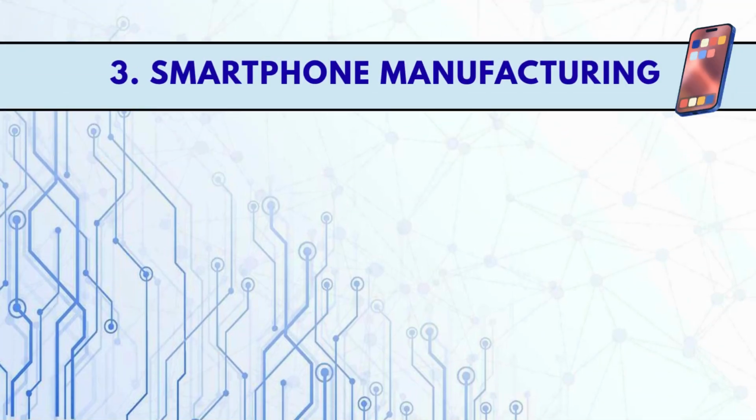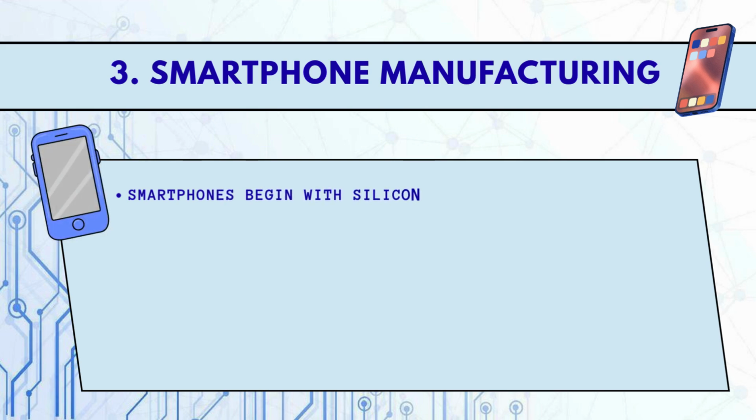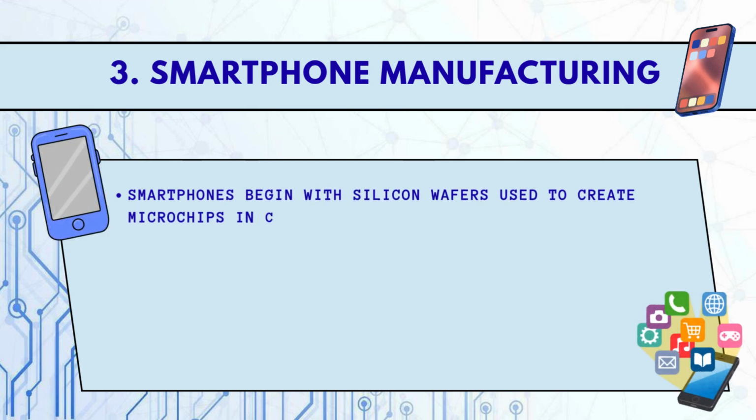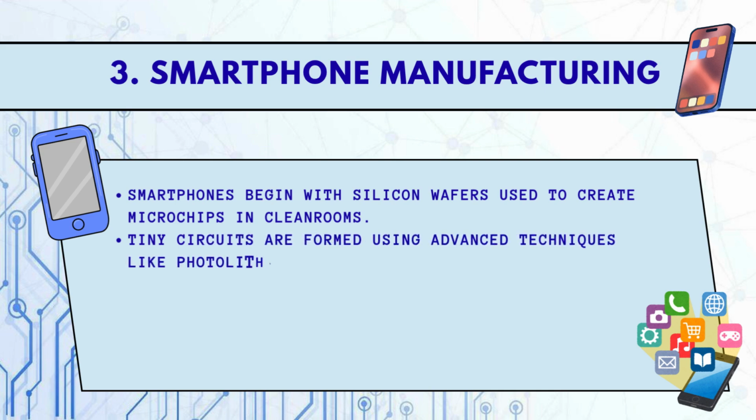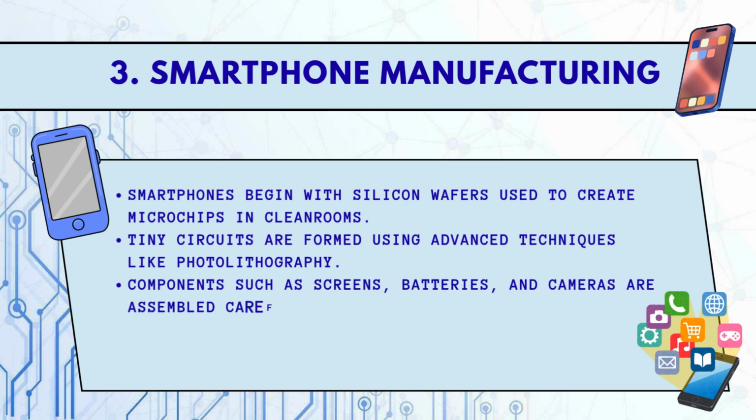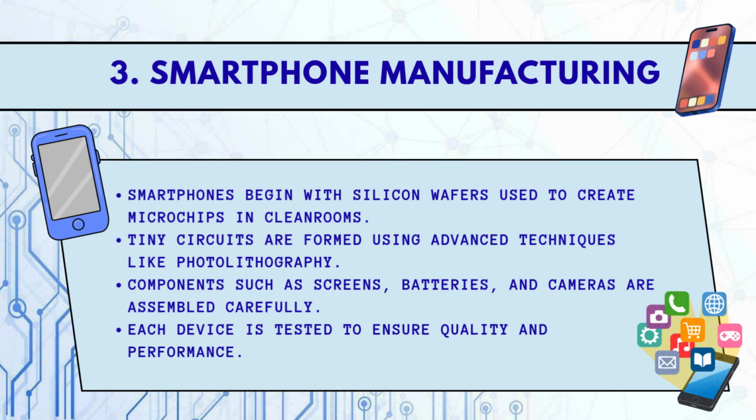3. Smartphone manufacturing. Smartphones begin with silicon wafers used to create microchips in clean rooms. Tiny circuits are formed using advanced techniques like photolithography. Components such as screens, batteries, and cameras are assembled carefully. Each device is tested to ensure quality and performance.